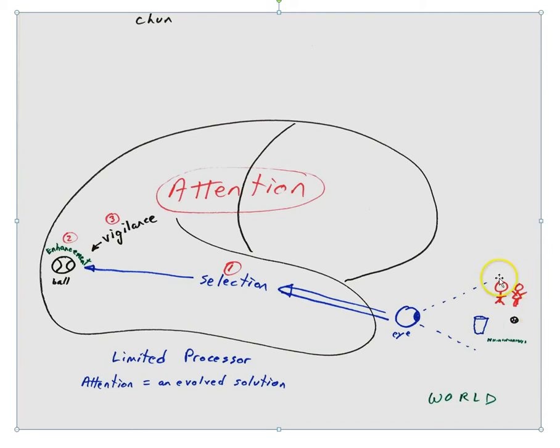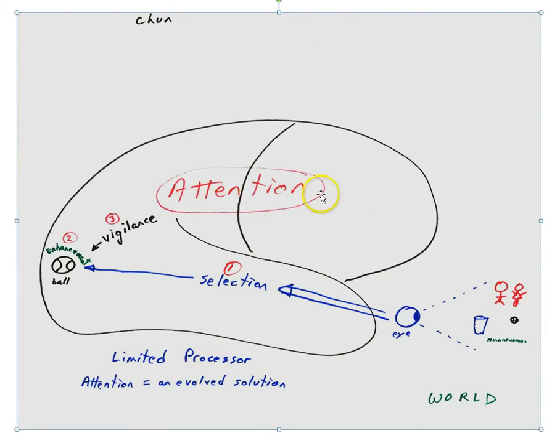So if there is too much information in the world to be processed by your central processor, you have to have a mechanism of selecting out just certain streams of information for further processing. And that's what attention systems do in the brain. So the attention systems are an evolved adaptation due to the limitations of computing power in brains.